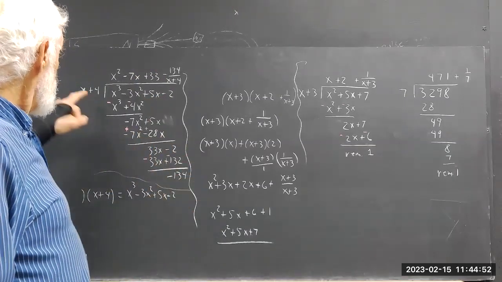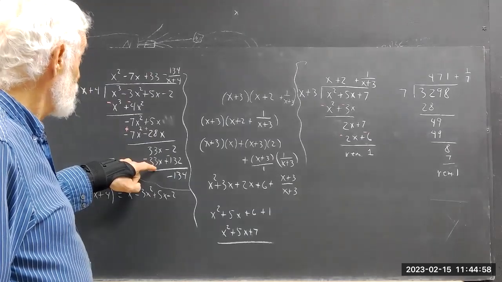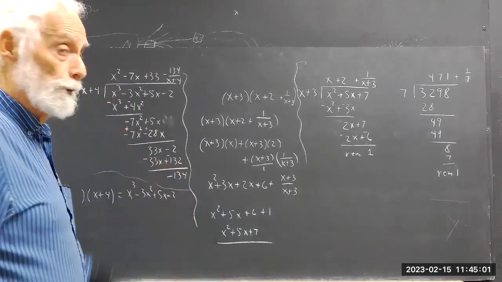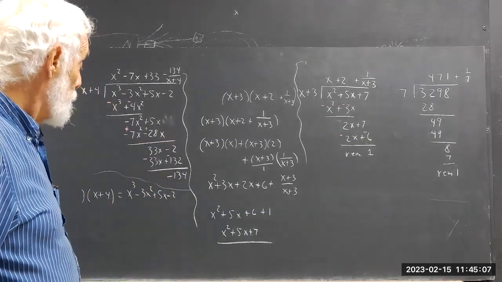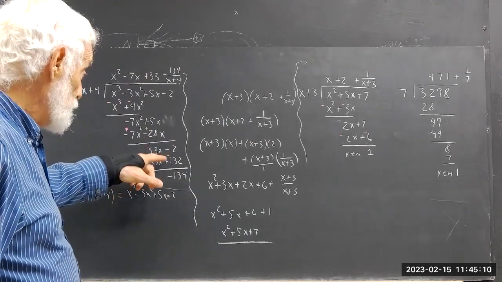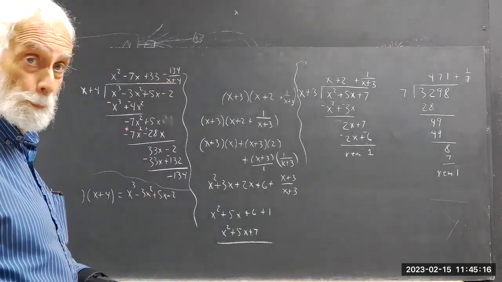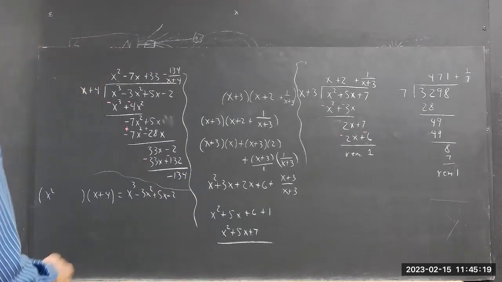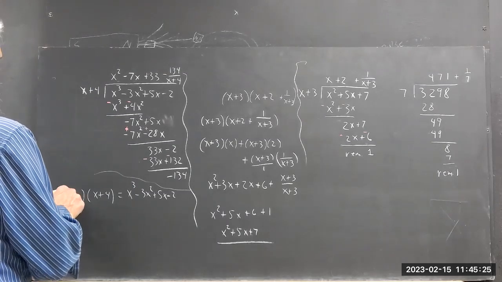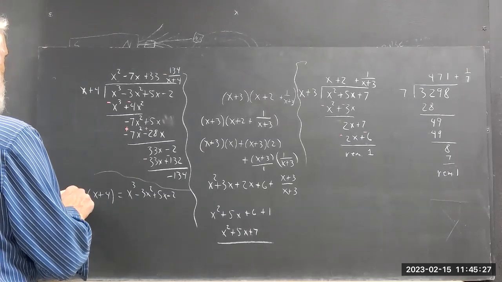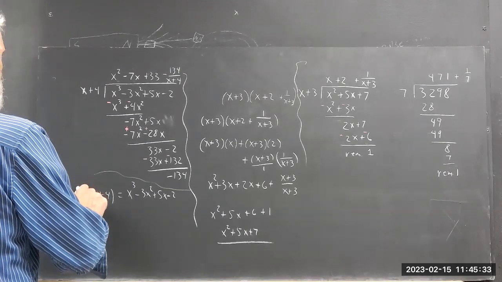Okay, so now divide x into 33x, I get 33. 33 times x gives me 33x. 33 times 4 is 132, unless I did my arithmetic wrong. Who knows? Got a minus here, minus here. Just a reminder minus sign, and I get negative 134, and I write that as negative 134 over x plus 4. Okay. Now, what I've done, I'm saying that this is x squared minus 7x plus 33.